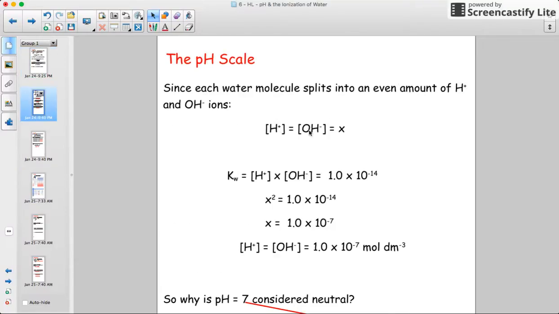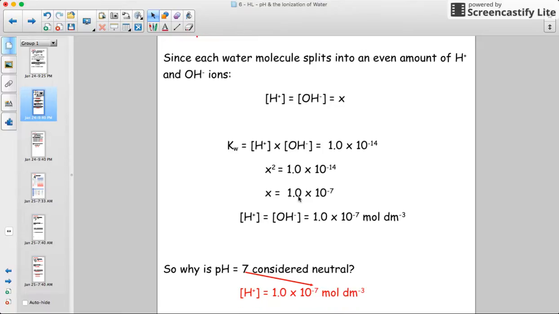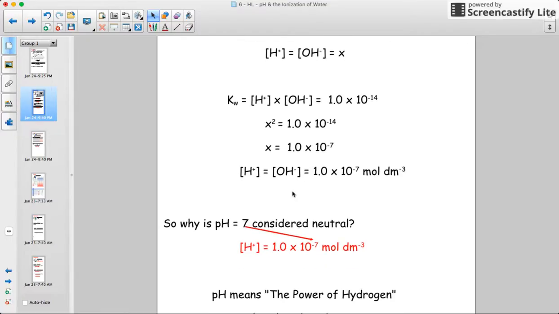So if I replace the concentrations with X in this expression, Kw equals hydrogen concentration times hydroxide concentration equals 10 to the minus 14. If I replace them both with X, then I get X squared equals 1 times 10 to the minus 14. Therefore, if I solve for X by taking the square root, I get X equals 1 times 10 to the minus 7. So what that means is that in neutral water at 298 Kelvin, the concentration of hydrogen ions is equal to the concentration of hydroxide ions, and they're both equal to 10 to the minus 7 mole per dm cubed.